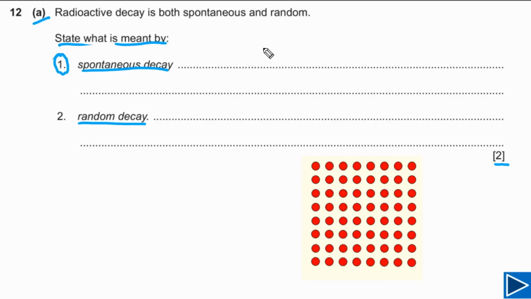For example, if we have a nucleus, let's say this is one radioactive nucleus. By changing temperature or pressure or other factors, we cannot increase the rate of decay or decrease the rate of decay, because it is independent of external factors. When the time comes, it will just simply decay. So its decay is independent of external factors. That's the reason radioactive decay is spontaneous in nature.